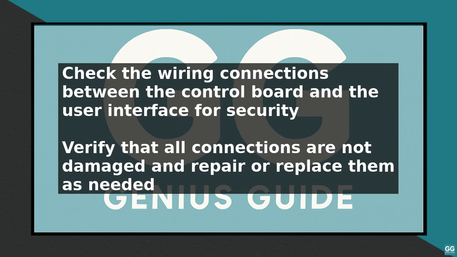Verify that all connections are secure and not damaged. If you find any loose or damaged wires, repair or replace them as needed. After checking the wiring, plug in the oven and turn it back on. If the error code persists, the issue may be with the control board or the user interface itself. In this case, you may need to replace one or both of these components.